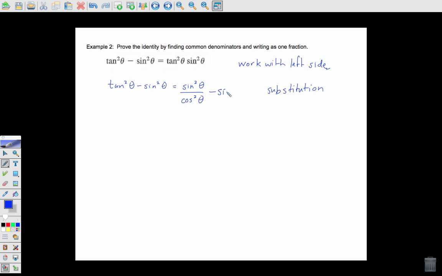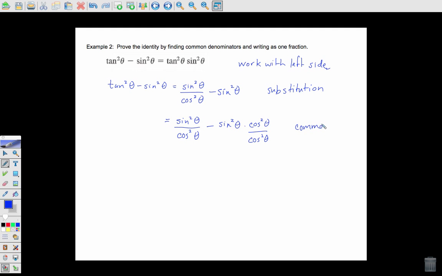All I've done is substituted the tangent with sine over cosine. Now we're going to try to find common denominators here. I have a fraction, and then I have something that's not a fraction. So I can use cosine squared theta as the denominator that I want. I'm going to take sine squared theta and multiply it by cosine squared theta over cosine squared theta. Then these two will have the same denominator.